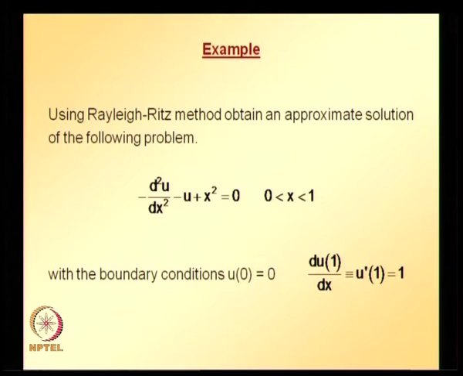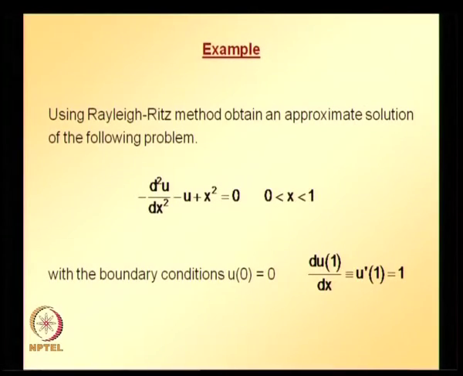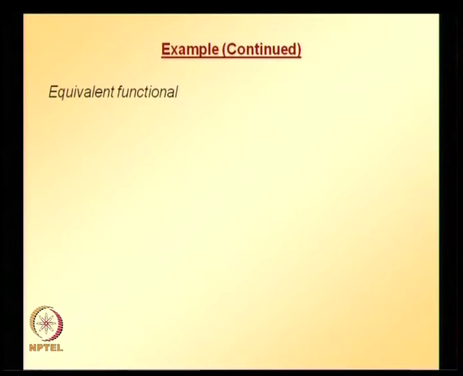So if you use that thumb rule, the first boundary condition you can easily verify to be an essential boundary condition, and the second is what is called a natural boundary condition. Also, we will see in today's lecture why they are called essential and natural boundary conditions. Okay, so let us start solving this problem using the variational method or Rayleigh-Ritz method.